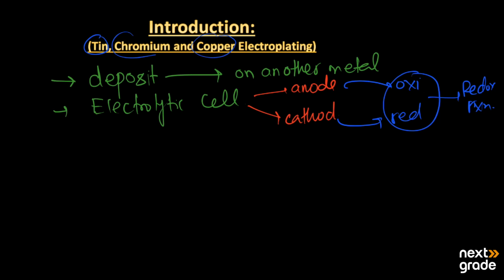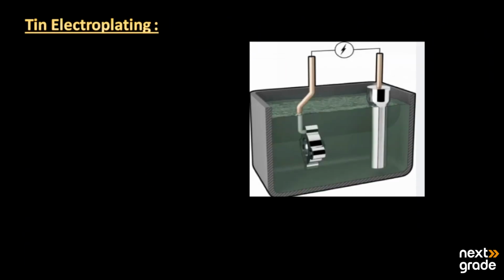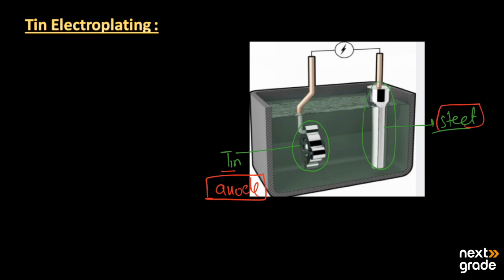For this, we have the first example, which is tin electroplating. Tin electroplating is also known as stannous electroplating. In this, this part is working as tin, and this part is working as steel. So the steel is to be electroplated with the tin. The tin will work as the anode, and the steel will work as the cathode.